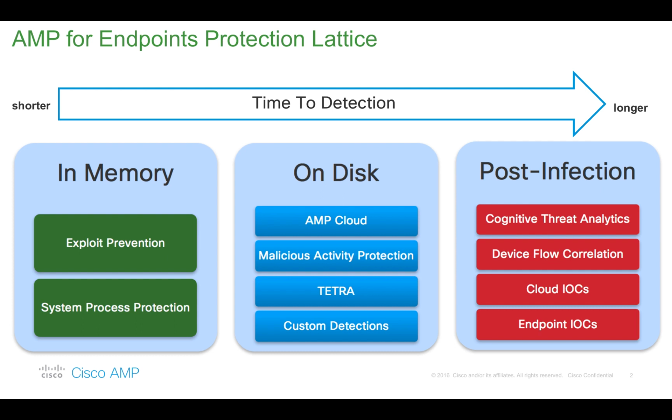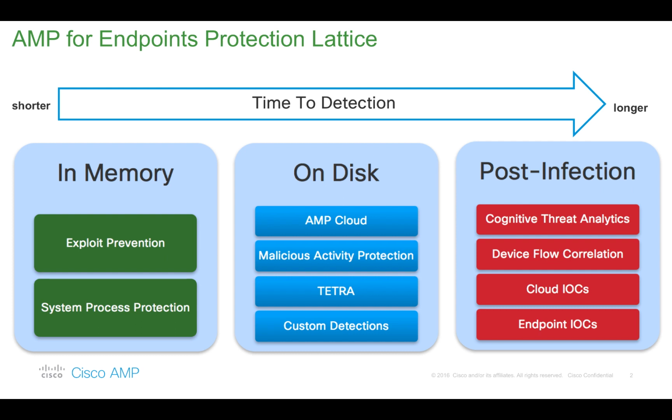Finally, there is a robust endpoint detection and response component in AMP. It brings such capabilities as cognitive threat analytics integration, and this is used to identify and prioritize stealthy threats that bypass all of the other preventative technologies and that already operate in the environment.